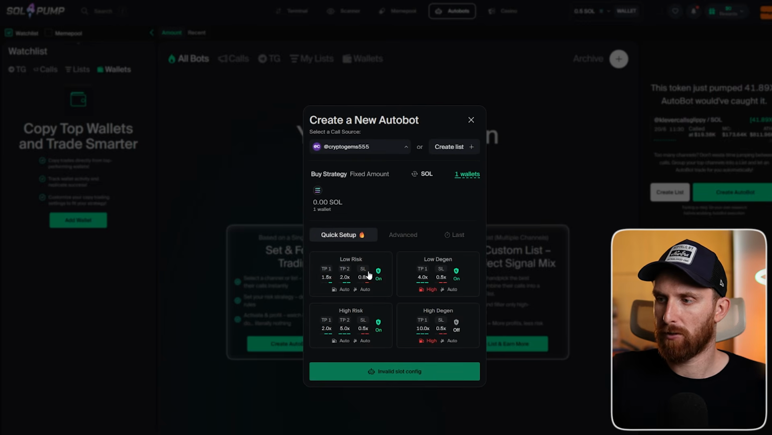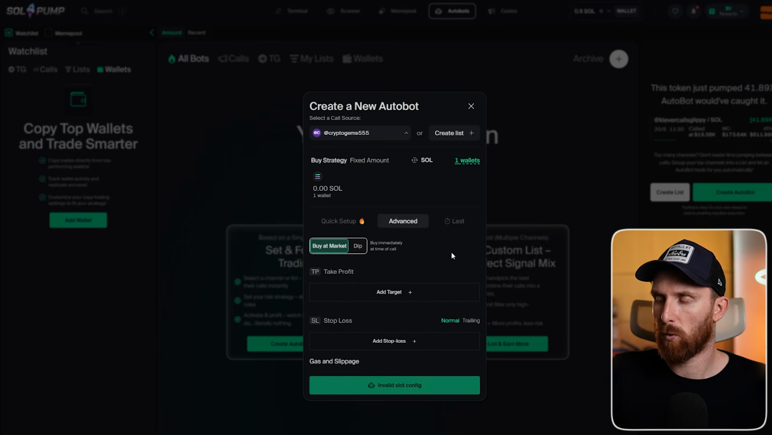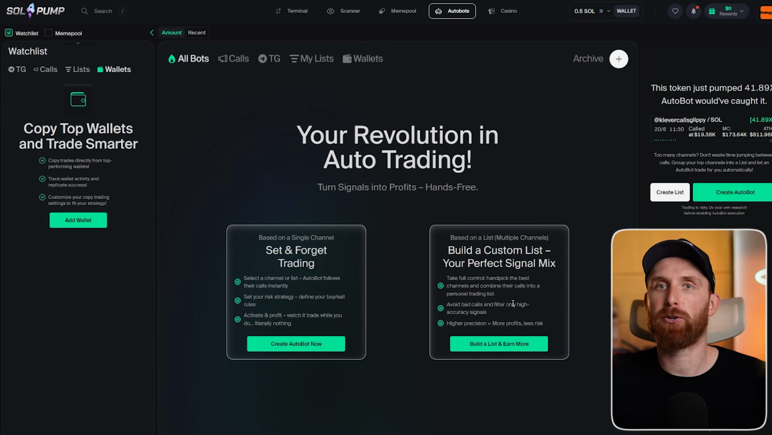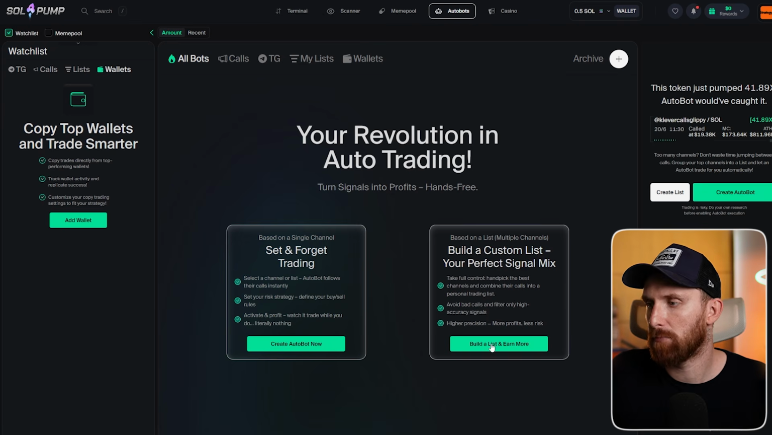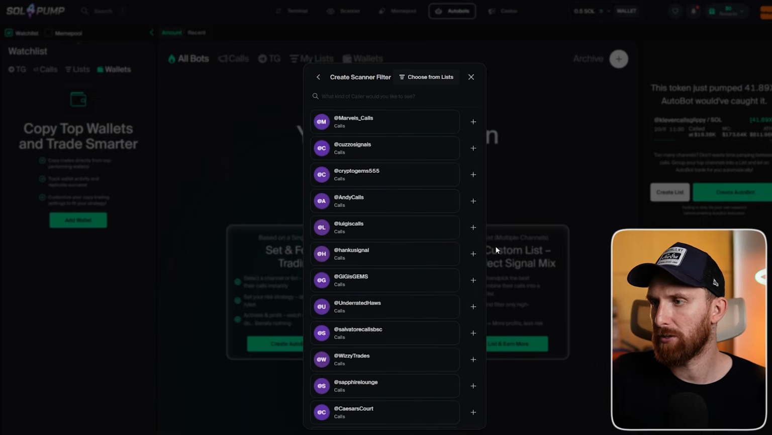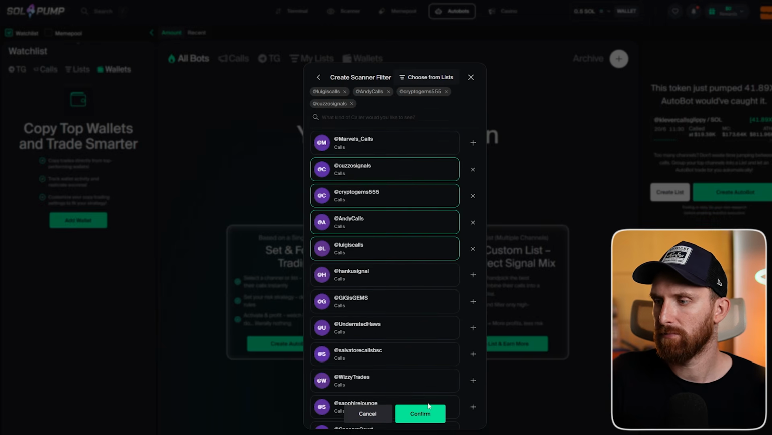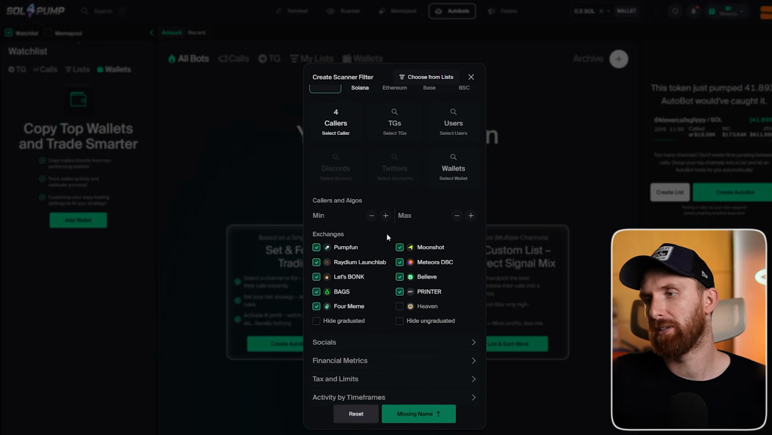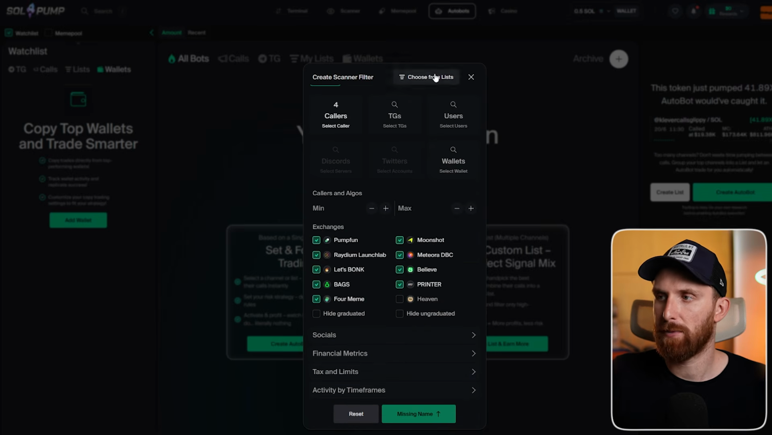You have a quick setup for the presets, advanced for what you want. You can also see what you used last, or you can build a custom list. So you can actually mix and match. For example, you can copy 5 guys at the same time. So build a list. So callers, you can select more than one, confirm. And the same thing, you can select all the exchanges you want to participate in. Also, you can select the socials. So basically, you can create your own bot you want to trade.